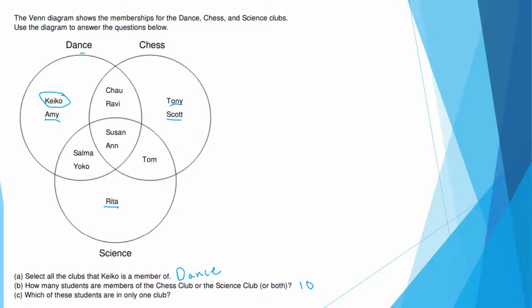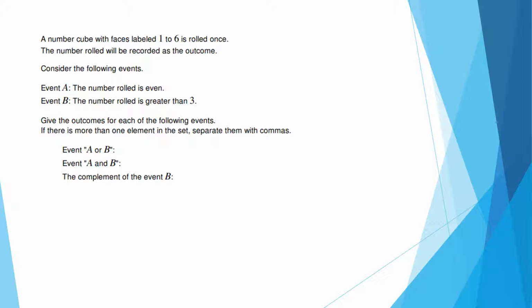This kind of question is the kind that you would see on Alex for the homework for today. This is another one that's similar. So the number cube with the faces labeled 1 to 6 is rolled once. The number rolled will be recorded as the outcome. Consider the following events. Event A, the number rolled is even. Event B, the number rolled is greater than 3. Okay? Well, to come up with this, I need to decide what my universal set is and what my events are. And then I can figure out the ors and the ands and the complement.